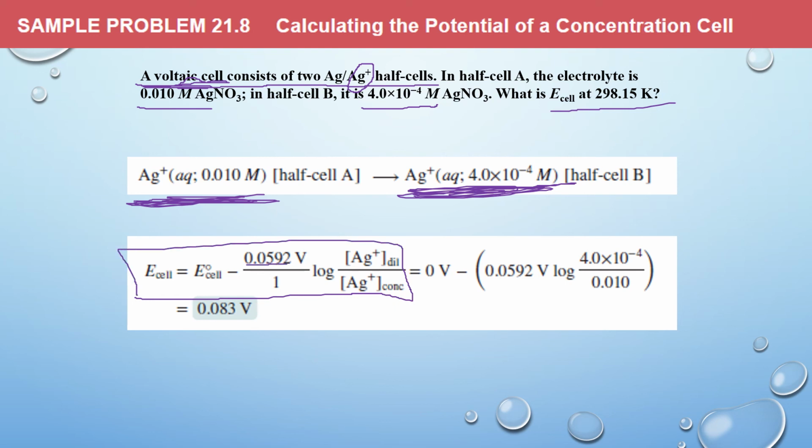Here the number n is equal to 1, because for silver to become silver plus, there's only 1 electron being transferred. That's why n equals 1 here. In the numerator we have the lower concentration, and in the denominator we have the higher concentration. So for this concentration cell, the cell potential will be equal to 0.083.